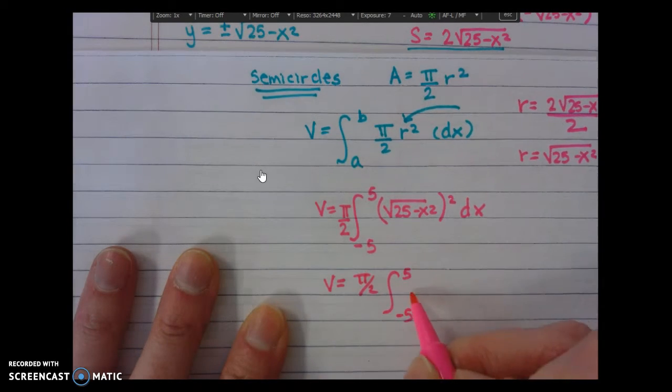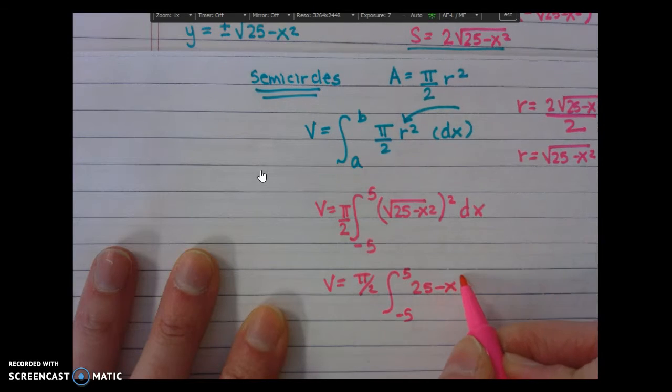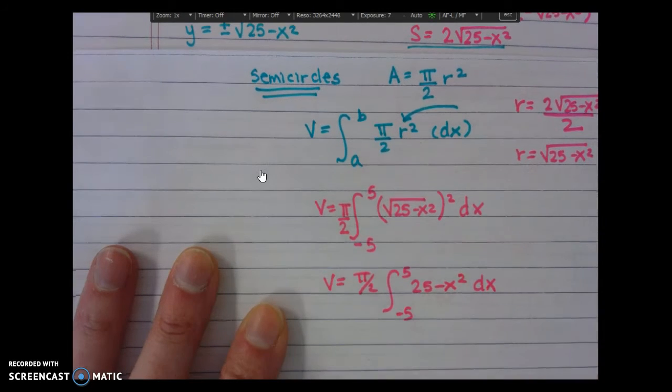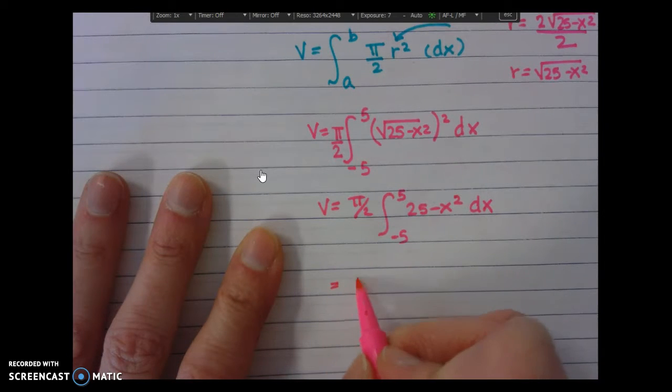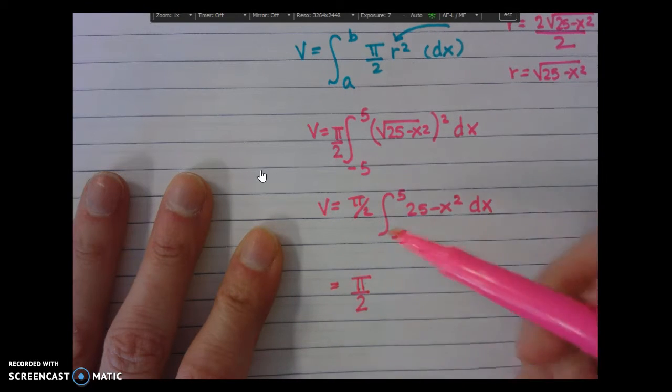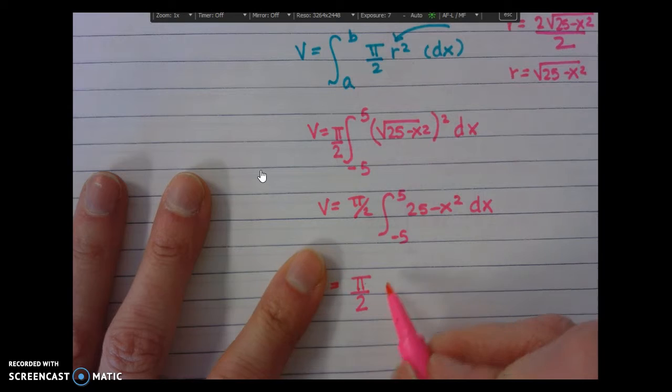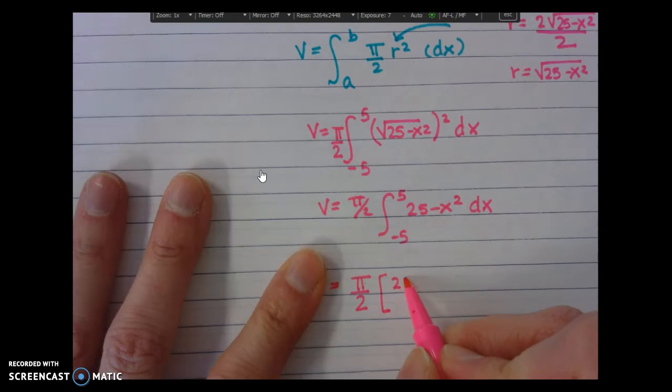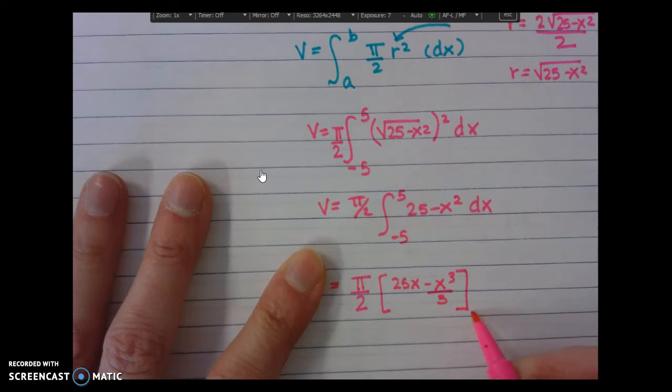I love when squares and square roots cancel out. It makes things so much easier. And again, our antiderivative really doesn't look much different except for the fact that we keep dealing with something different on the outside. So I've got 25x minus x cubed over 3, from negative 5 to 5.